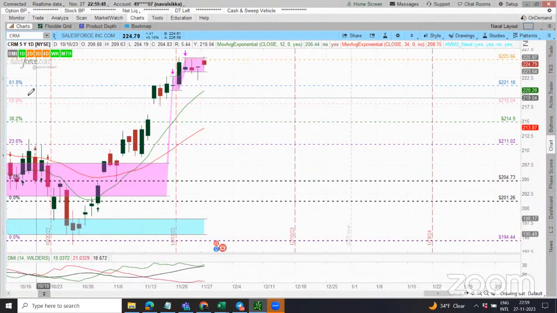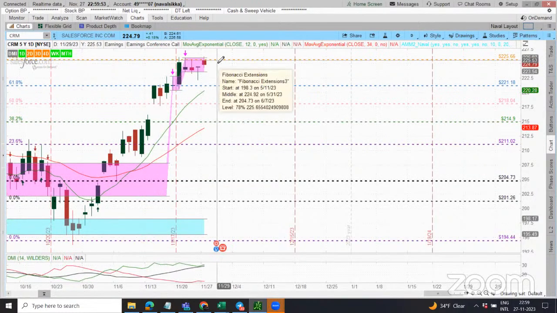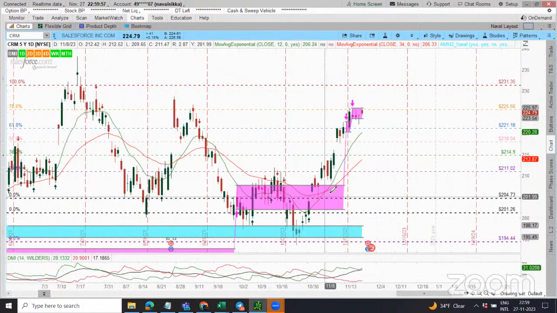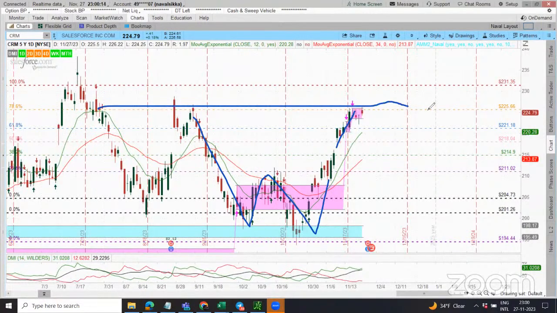It needs to. It held the 61.8 Fibonacci breakout. It's trying to hold 225. I think if everything goes fine, this could be a massive winner. If you want to see, this is a W one way, this is a breakout zone. I think it is ready for a massive move on CRM.